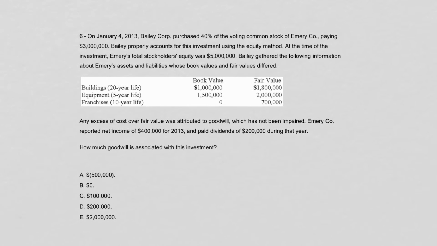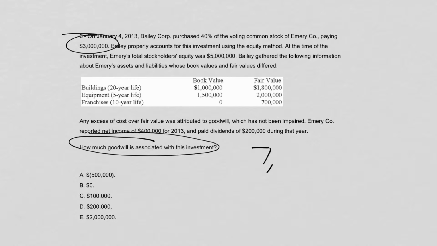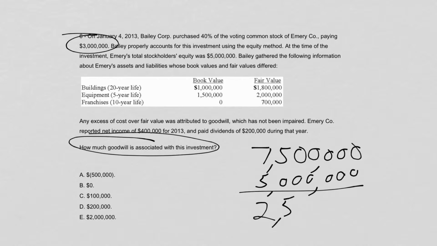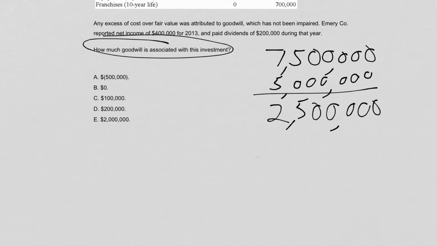Similar circumstances, exact same circumstances, as a matter of fact, now asking for what's the goodwill associated with this investment. All right, so let's figure that out. The $3 million here, paid for 40%, tells us that the full value of the company, 100%, would be $7,500,000. The book value was $5 million, leaving us a difference of $2.5 million. And now we have to figure out the reason for the difference.